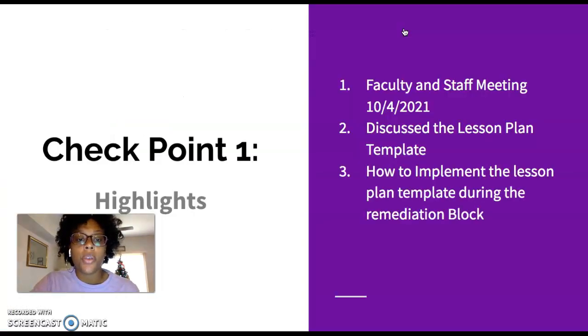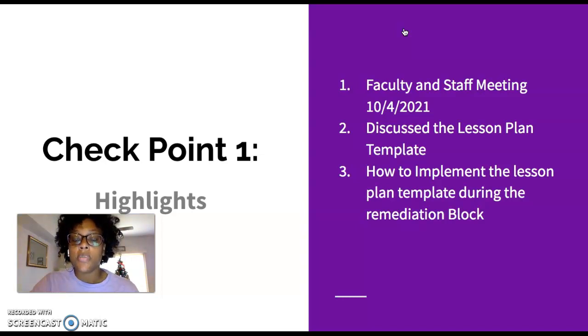So, my checkpoint one was during the time that we had a faculty meeting on October the 4th. During this time, we were introduced to this lesson plan template that we would be implementing during our remediation block. The remediation block came about from my previous class, my Lab 3 course, and I helped the school come up with a remediation block.